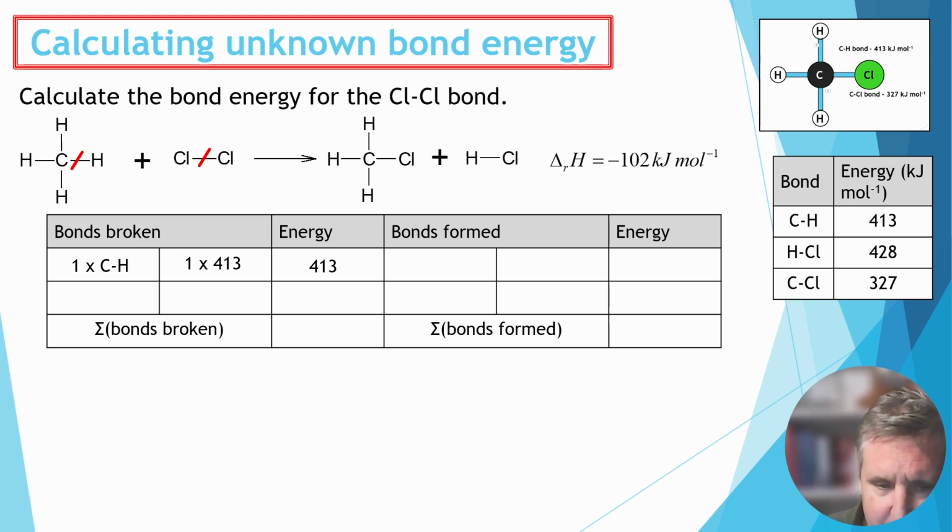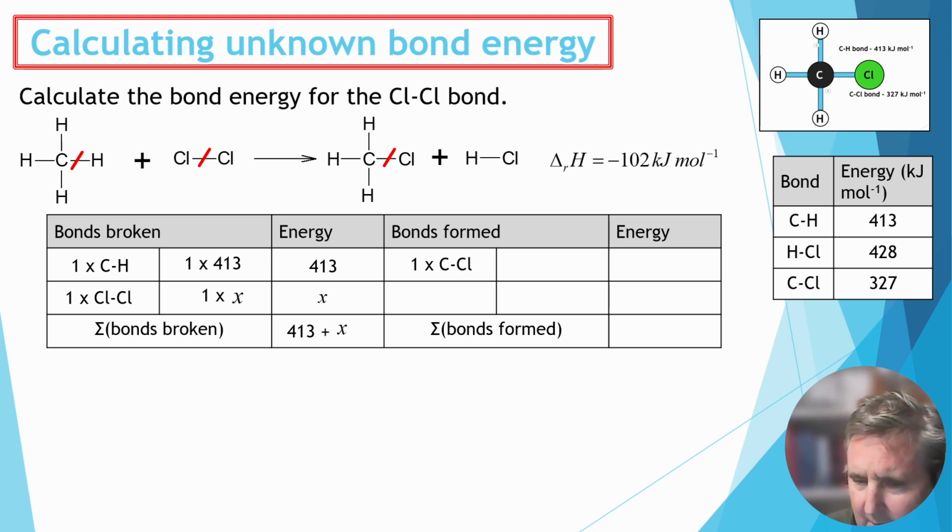And then we're going to see that we break another bond. That's the chlorine to chlorine bond. And when we look over here, we have 327. Sorry, we don't have, because the chlorine to chlorine bond, we have that is X. We don't know what this one is. This is the energy we're trying to find out. So now when we do the total bonds broken, we've got a wee algebraic expression here. We've got 413 plus X.